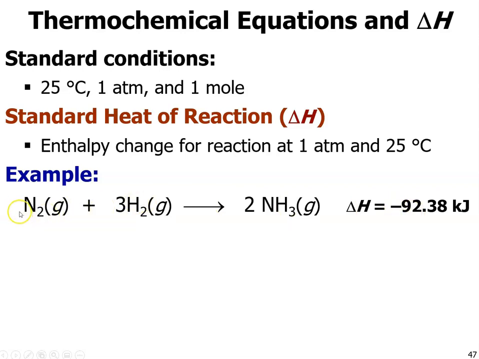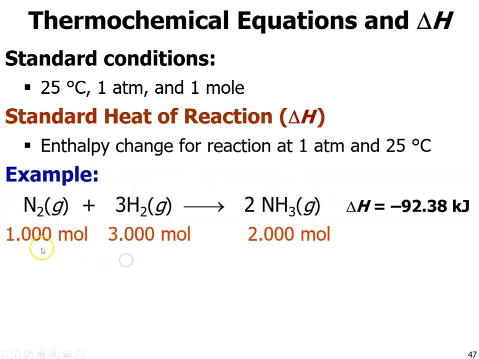Again, the coefficients here under standard conditions, this has to be a 1 here, so it's 1 mole. This has to be 3 moles because this is a balanced equation. We have to have a balanced equation, and this is how that example would work. So we're talking about 1 mole of this, 3 moles of that, 2 moles of that will give us this.